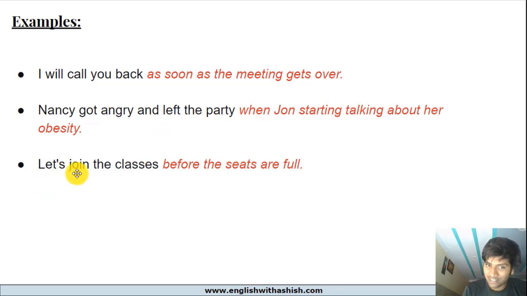Let's join the classes. Let's do something. Let's join the classes when? Before the seats are full. So before this happens, before this particular time, let's do something. Let's join the classes. All right. Adverb clause of time. All right.